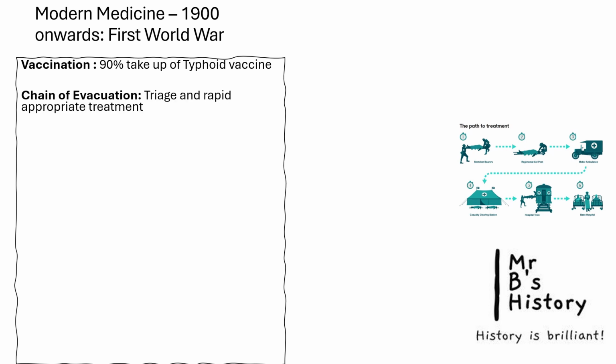And so they had a chain of evacuation. So when someone was injured on the battlefield, stretcher bearers would take them to a casualty station. If they could be treated and that was enough, that was fine, but otherwise they'd be taken to different stages. They'd go to a casualty clearing station. Then if they were still beyond the capabilities of that place, they might go on a train and be taken off to a base hospital.